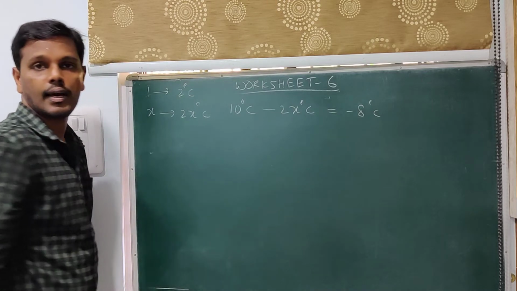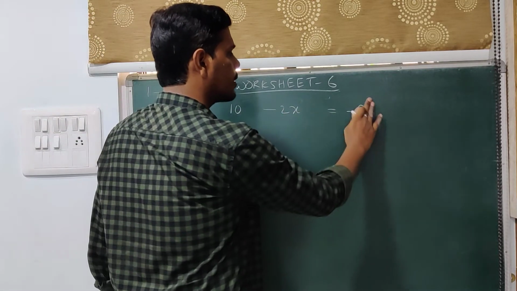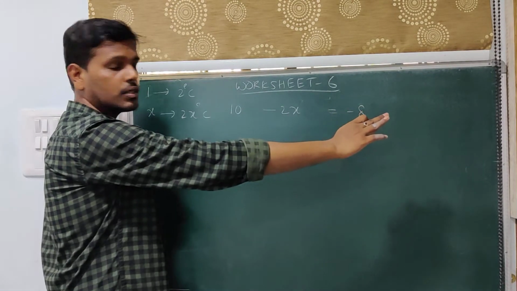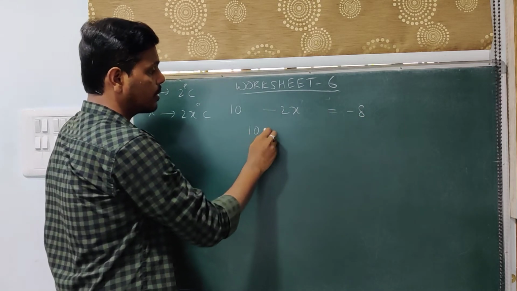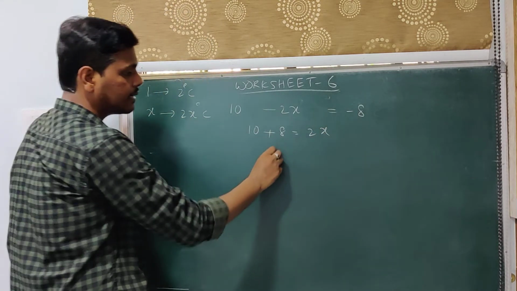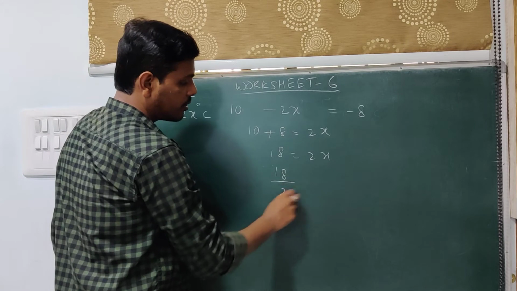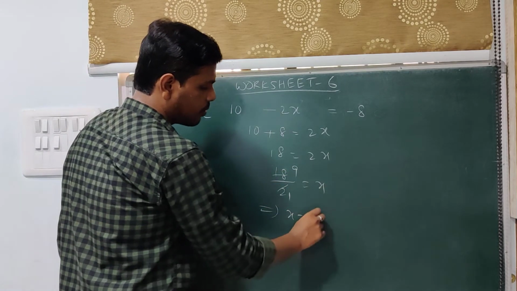Now simplify this for the value of x. This is a simple equation. Minus 2x, take it to the other side; minus 8, bring it to this side. 10 plus 8 minus 2x, it becomes plus 2x. 10 plus 8 is 18. 18 is equal to 2x. Now bring 2 to this side. 18 by 2 is equal to x. 2 nines are 18. So x is equal to 9.